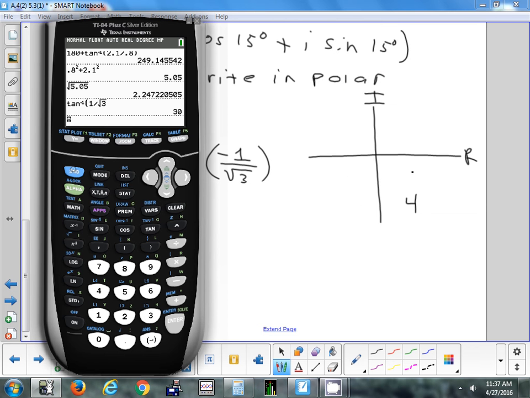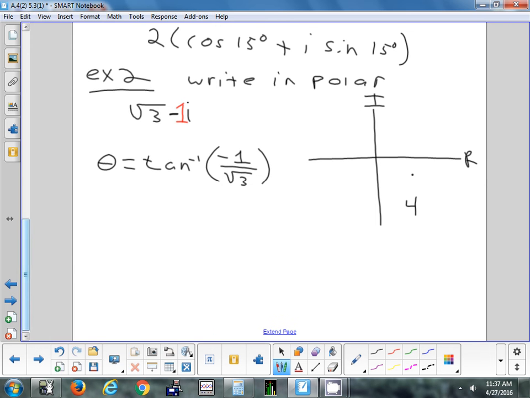Okay, I'm gonna do mine in degrees. -1 divided by square root of 3. And we get -30. Okay, so that's my angle. And the last thing I need to find is my radius. Okay, Ashley, what is my formula to find the radius?